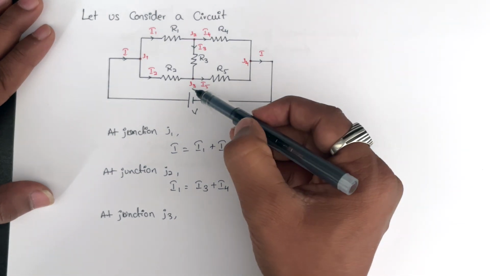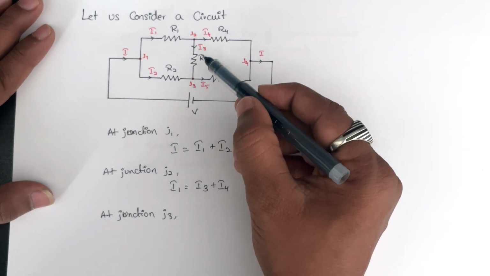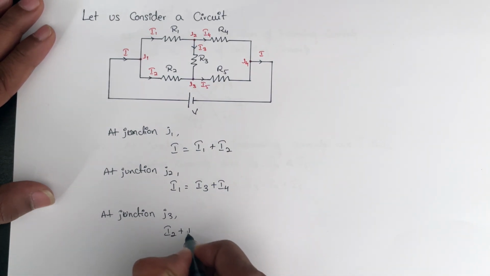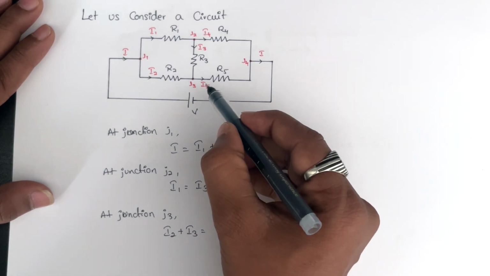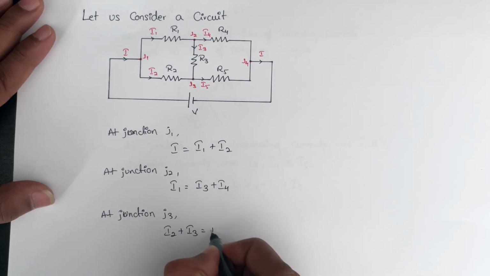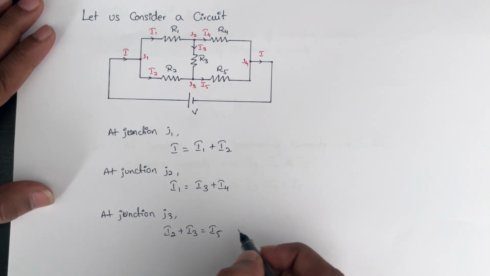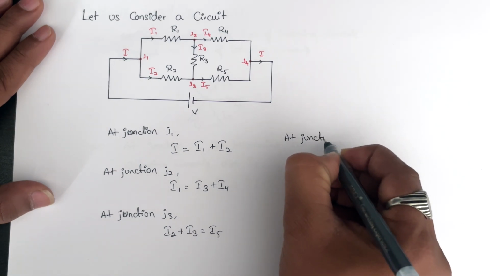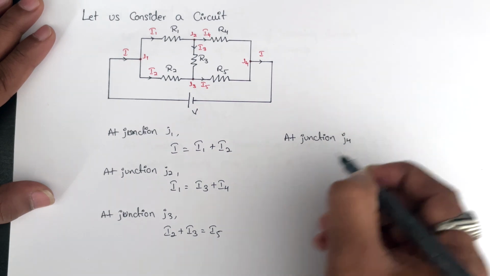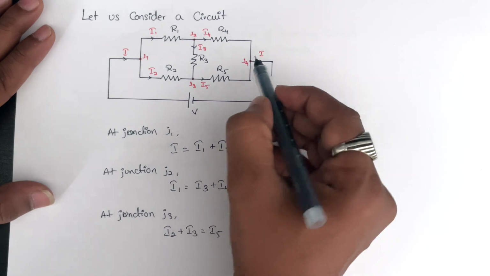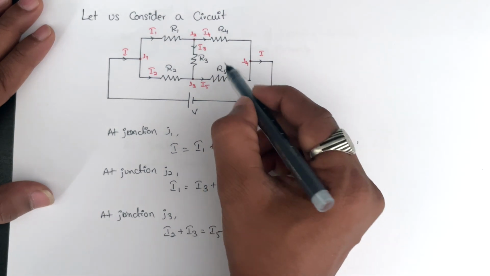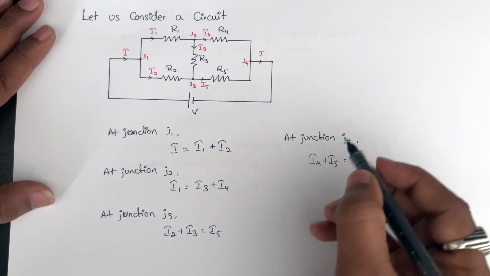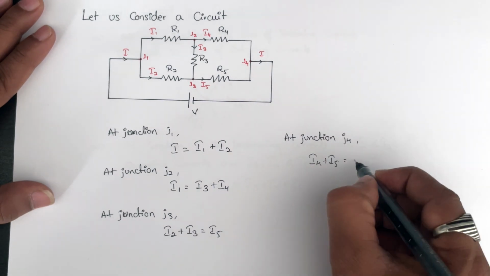Now here is junction J3. At junction J3, incoming currents are I3 and I2. We can mark it as I2 plus I3 will be equal to the current leaving the junction, I5. Similarly, the last junction, at junction J4, the current entering the junction J4 is I4 and I5, and the current leaving the junction is I.